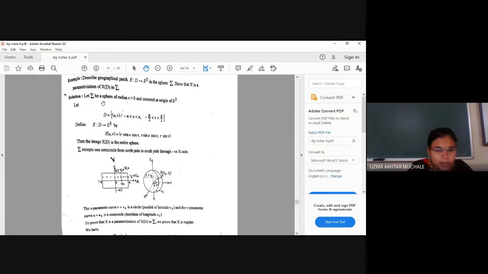D is an open set in which u is from minus pi to pi, and v is from minus pi by 2 to plus pi by 2. So what is x of u, v? It is r cos u cos v, r sin u cos v, r sin v. This you already know, how to find the coordinates of a sphere.